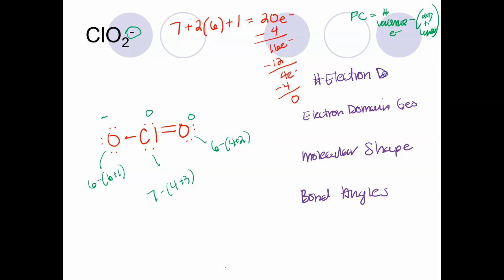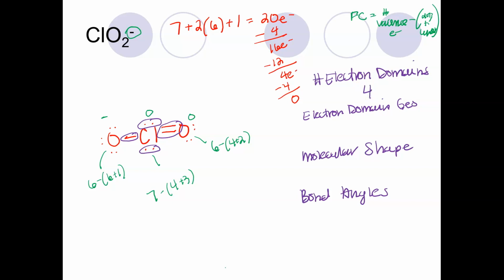So to figure out the number of electron domains, we find our central atom, which is chlorine, and we count. Every single bond counts as one electron domain. Every set of 2 dots counts as one electron domain. Every double bond counts as one electron domain. And every triple bond counts as one electron domain. So electron domain, electron domain, electron domain, electron domain. That double bond still only counts as one electron domain. So there are 4 electron domains.